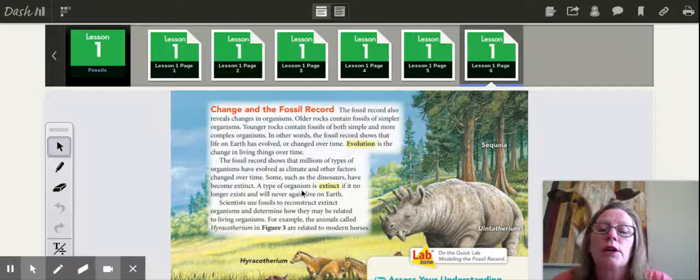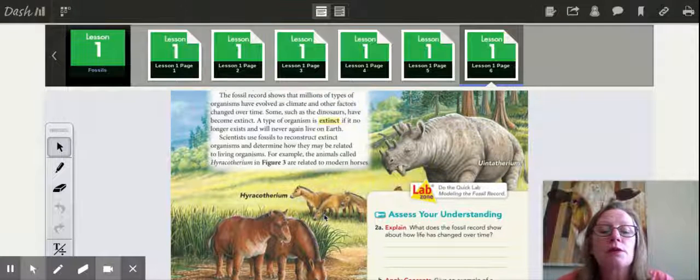Right here, extinct means it no longer exists and will never live again on Earth. And another thing the fossil record shows us is scientists use the fossils to reconstruct extinct organisms and determine how they relate to living organisms. So those are key things for you to look at.